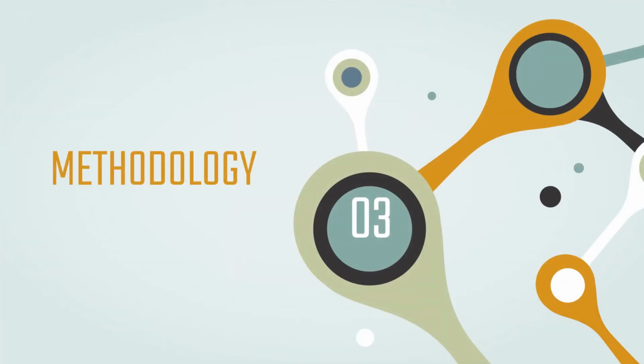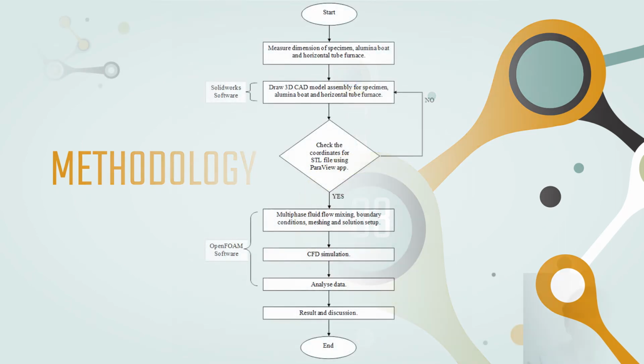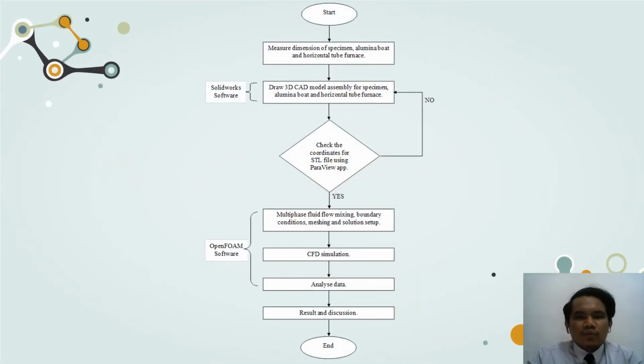Number 3. Methodology. Flowchart. Here are a few processes that must be done to complete this project. Firstly, measurements are taken for the specimen, alumina board, and horizontal tube furnace using the unit millimeter. The dimensions are used to construct the 3D CAD model assembly for all apparatus and the three variables using SolidWorks software. The finished 3D CAD model assembly is transferred to an STL file and checked.